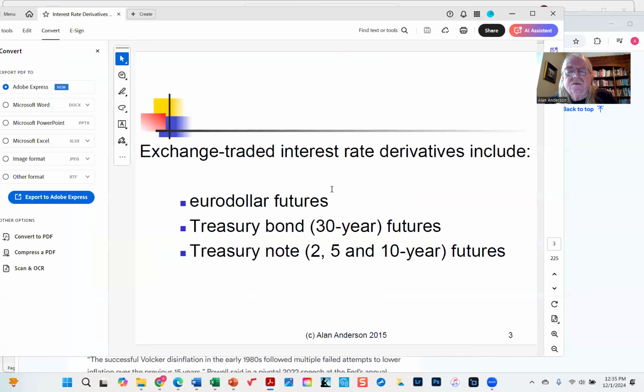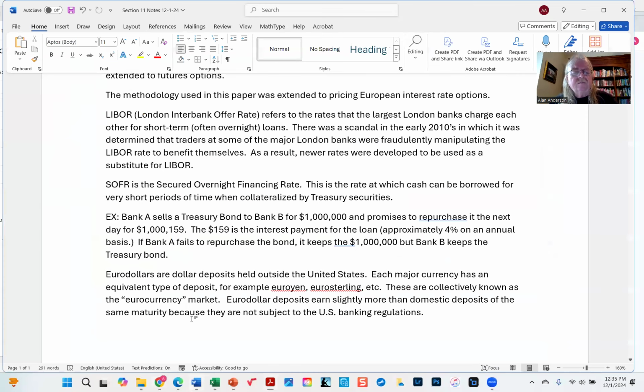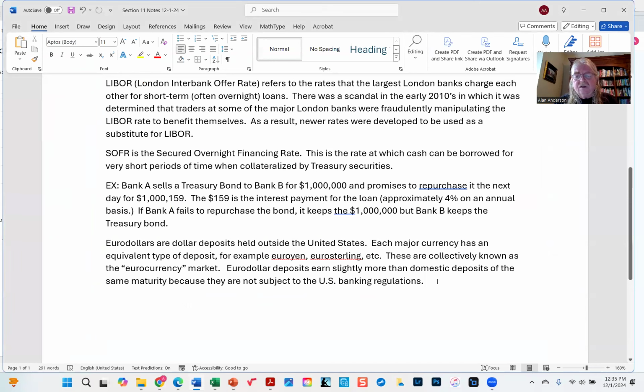Anyway, so we have treasury notes and bonds. Now, by the way, if you didn't know this, in the treasury market, the names are determined by the maturities. Treasury bills, the maturities.